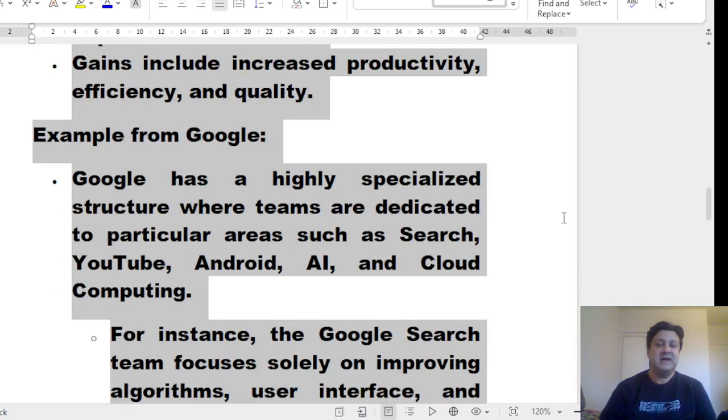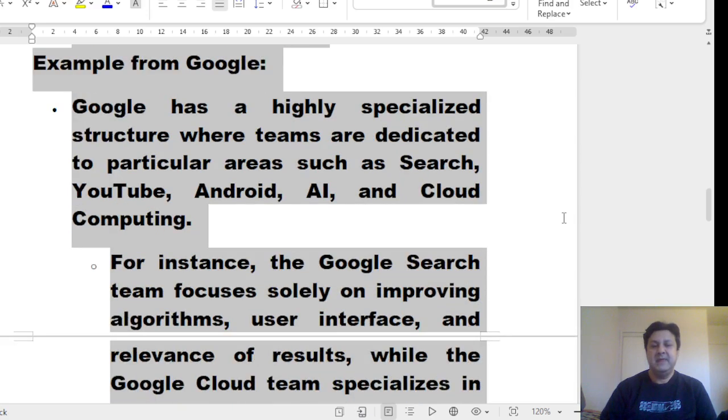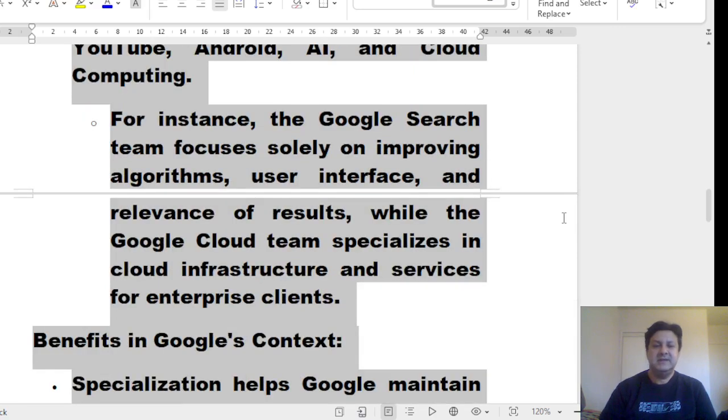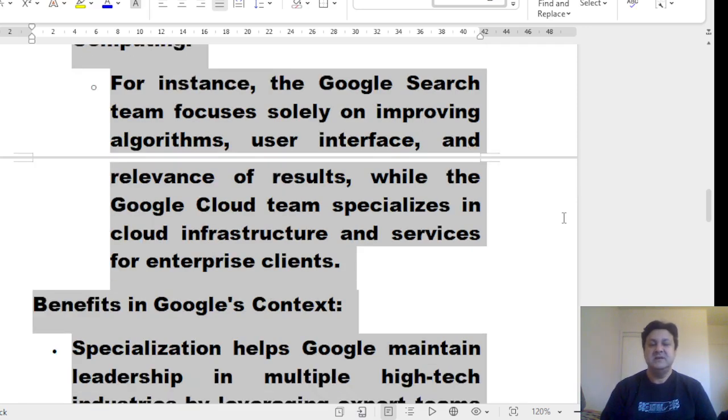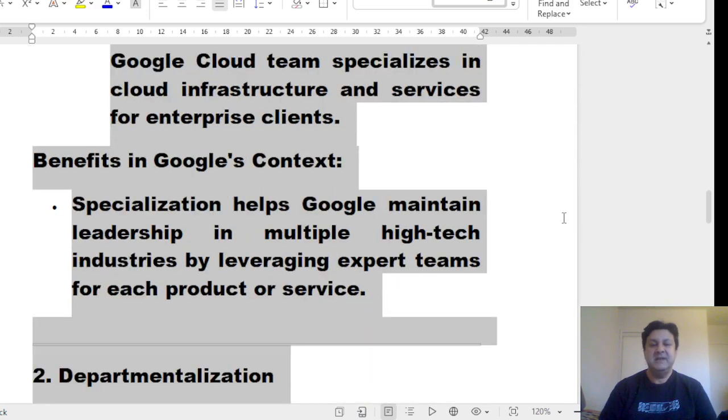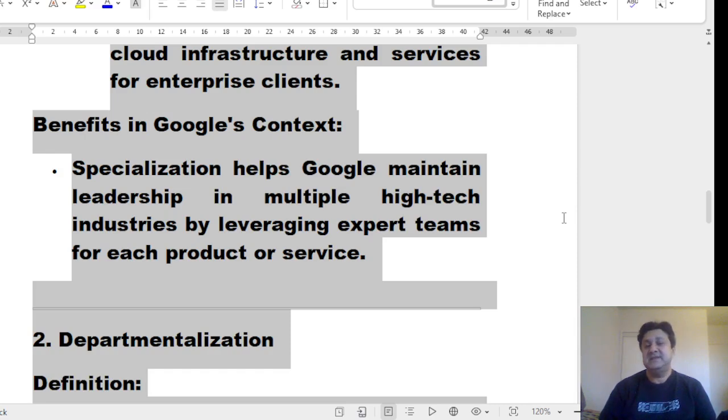Example from Google: Google has a highly specialized structure where teams are dedicated to particular areas such as search, YouTube, Android, AI, and cloud computing. For instance, the Google search team focuses solely on improving algorithms, user interface, and relevance of results, while the Google Cloud team specializes in cloud infrastructure and services for enterprise clients. Benefits in Google's context: specialization helps Google maintain leadership in multiple high tech industries by leveraging expert teams for each product or service.